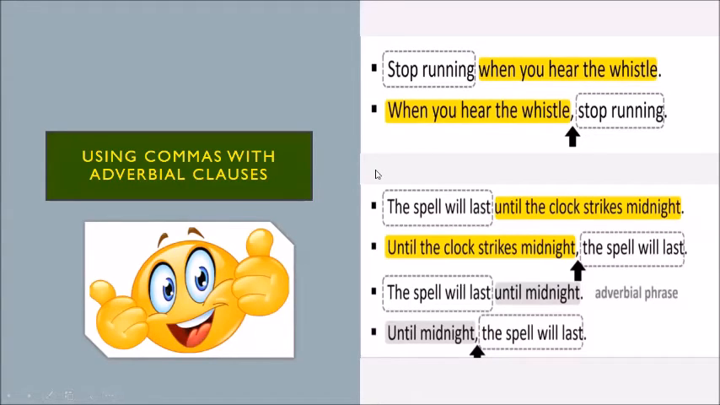Let's check these examples. Stop running is an independent clause. Stop running when you hear the whistle. But we can change the position of these two clauses, and in that case, we are going to write: When you hear the whistle, comma, stop running. This is very, very important. If we are going to write the adverbial clause at the beginning, we need to use a comma before the independent clause.